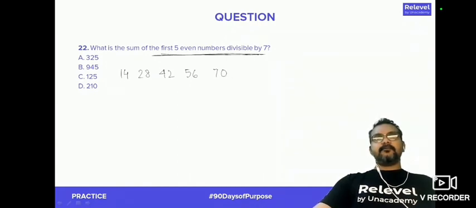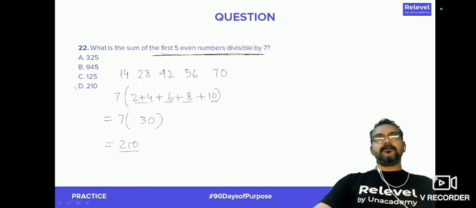Sum of the first 5 even numbers divisible by 7. These are the first 5 even numbers divisible by 7. Or we can simply say it is 7 times the common 2 plus 4 plus 6 plus 8 plus 10. It is an easy calculation. 7 times this: 6 plus 6 is 12, plus 8 is 20, plus 10 is 30. 7 times 30, 210 is the number. So option D.